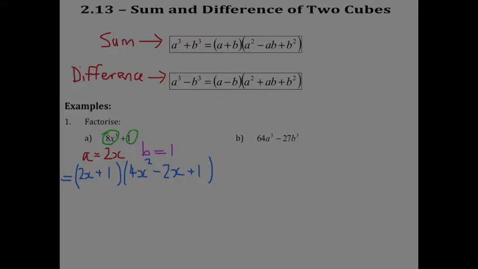If I actually FOILed this out and then added the like terms, I'd end up with 8x cubed plus 1.